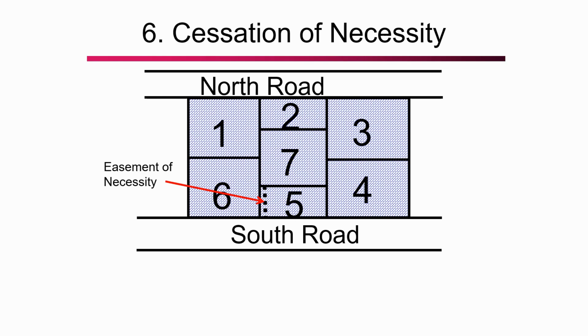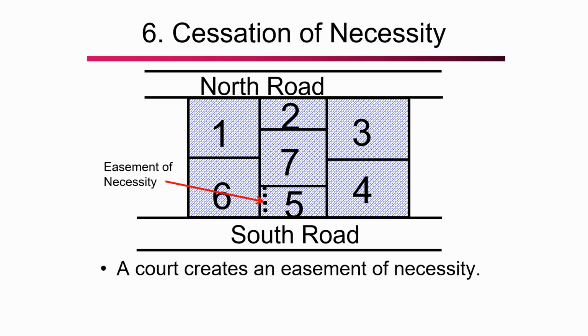Here's a sixth way of terminating an easement, but it applies only to an easement of necessity. You remember an easement of necessity is created in order to provide access to someone whose land would otherwise be landlocked, like owner 7 in the picture that we have here. Let's suppose that owner 7 goes to court and gets an easement of necessity. Let's suppose it runs along the boundary of lot 5 there.